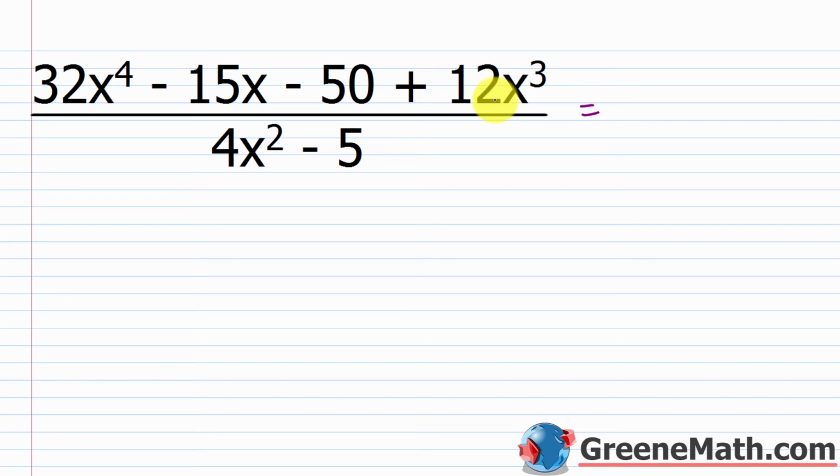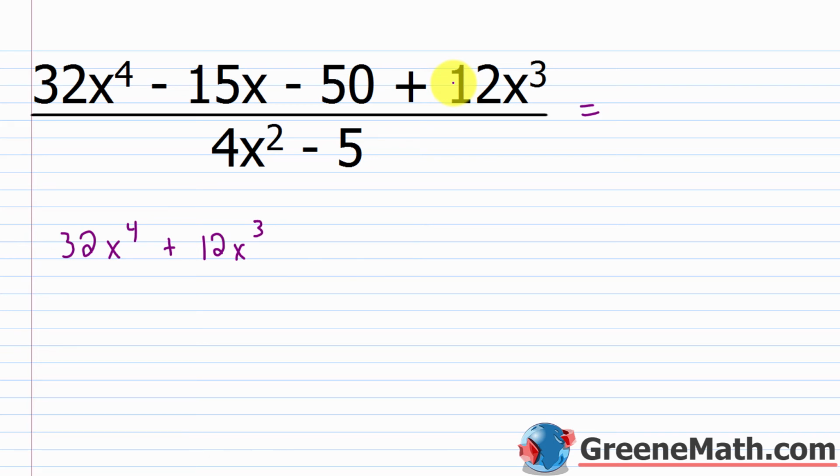So in the numerator, I've got 32x to the 4th power. I've got plus 12x cubed. Now, in order, I have x to the 4th, x cubed. There is no x squared here. So I can't just leave it off. I've got to have it in there to do my division.